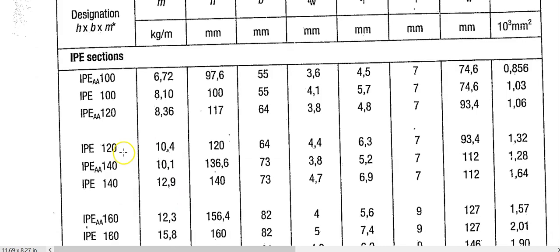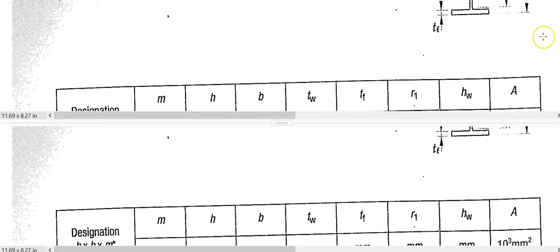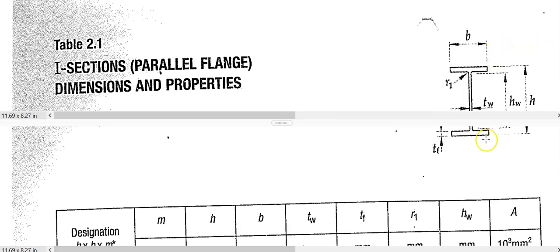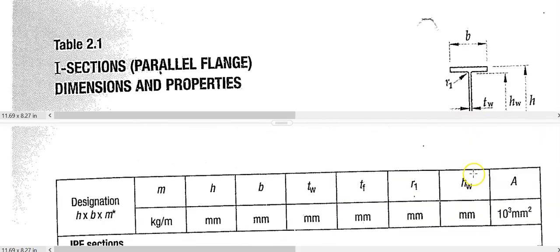So if we're looking at this particular size here, it's called an IPE100. There's its mass. That's its H dimension. And that's its B dimension. Sorry, let me just take this away. I think I did something naughty. Just give me a second here.